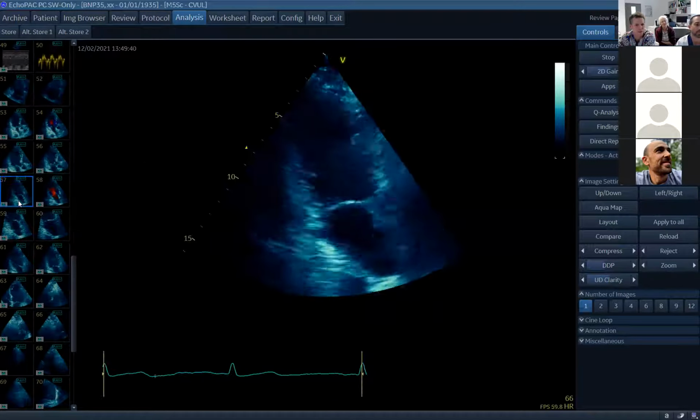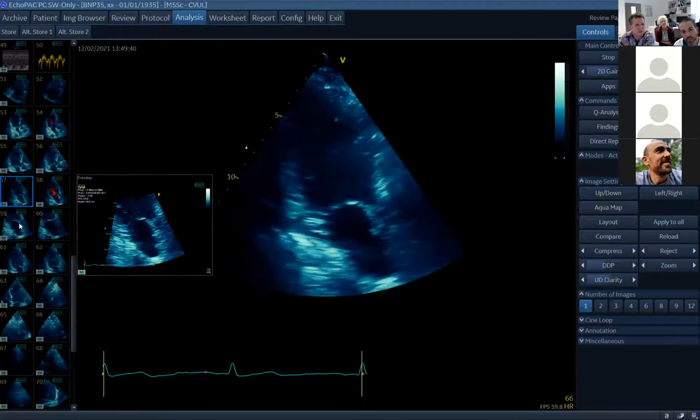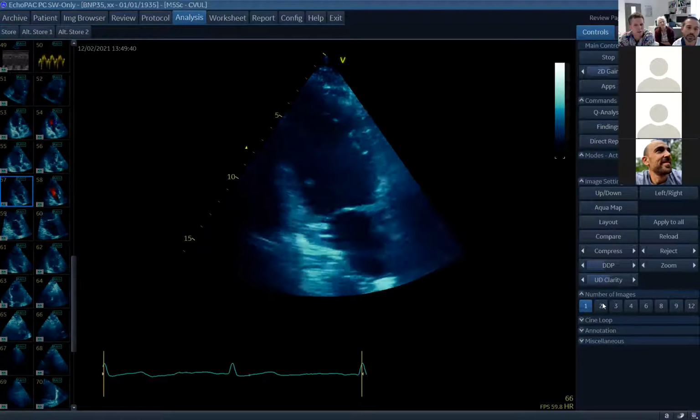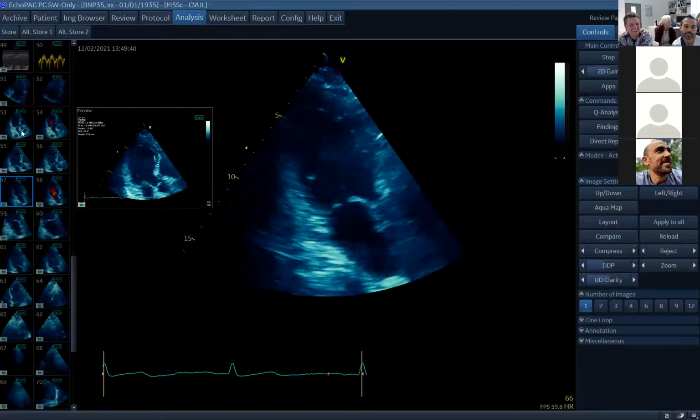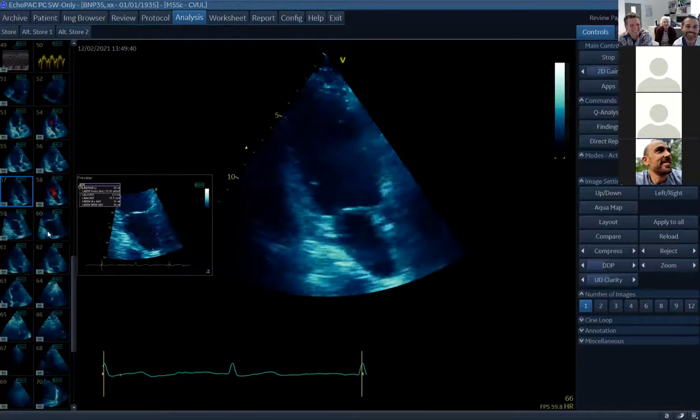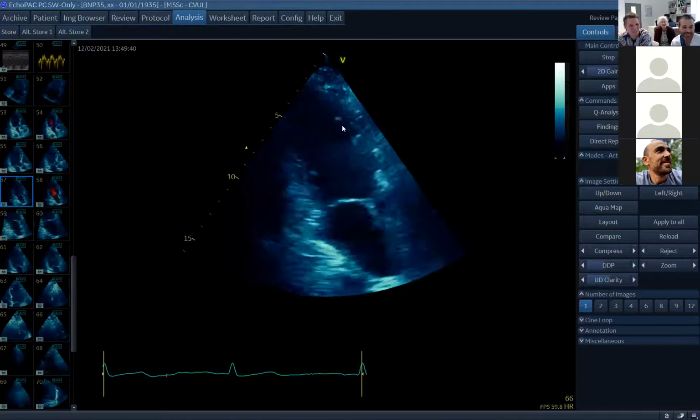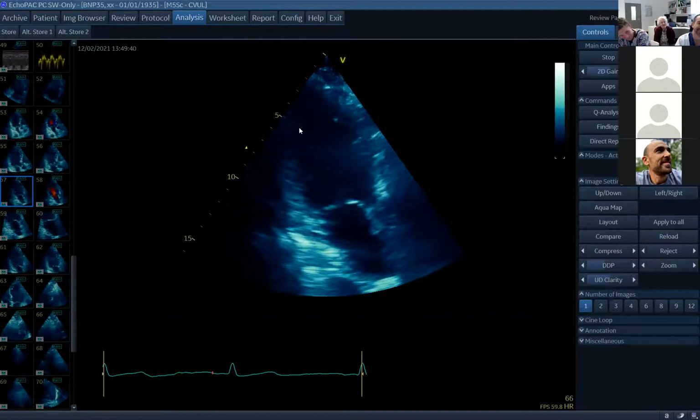And I'll give it to you with an apical 3-2. Yeah, imagine it's a 2-chamber. So what's that one? It's a 2-chamber, anterior, inferior.